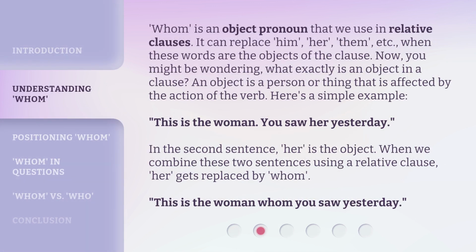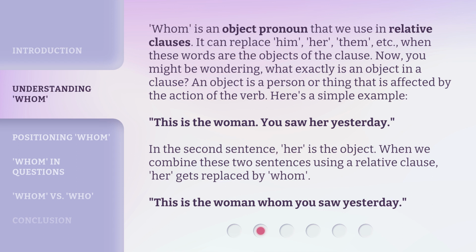Whom is an object pronoun that we use in relative clauses. It can replace him, her, them, etc. when these words are the objects of the clause. Now, you might be wondering, what exactly is an object in a clause? An object is a person or thing that is affected by the action of the verb.